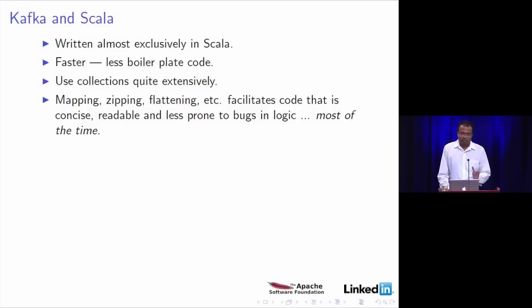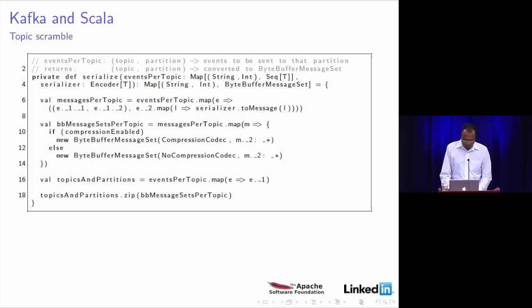But I think some of the language features made it a little bit hard to actually see what was going on. So here's a little bit of a method in the producer called serialize. I had mentioned that the producer batches requests to send to the broker, and these events that are sent actually need to be transformed into Kafka's internal message format, which is called a message set.